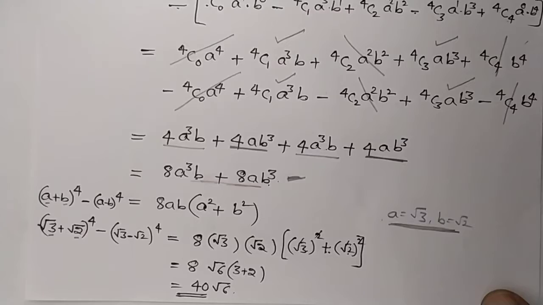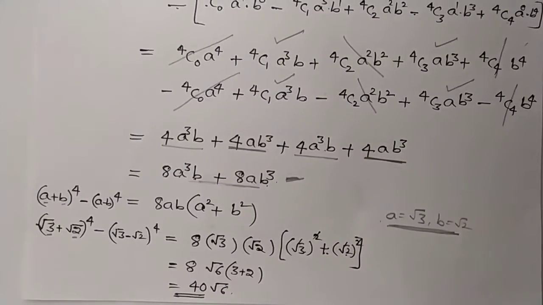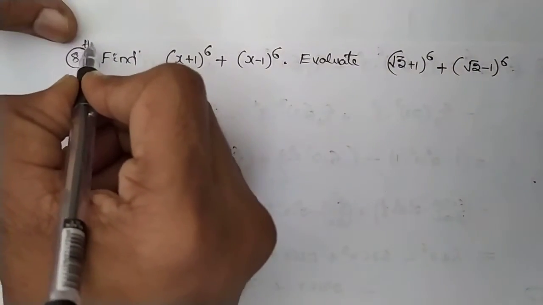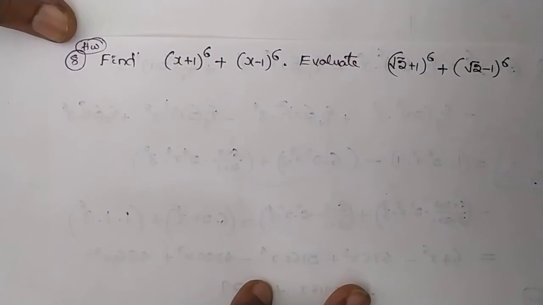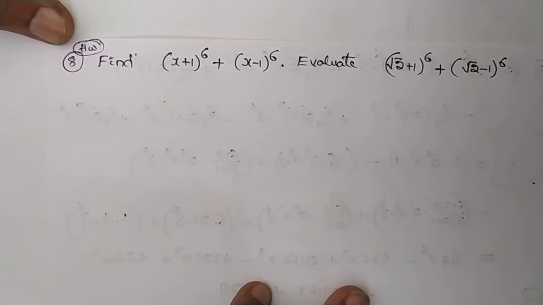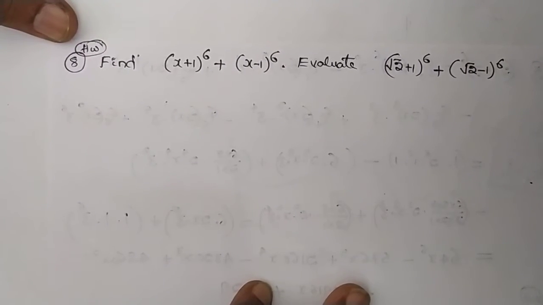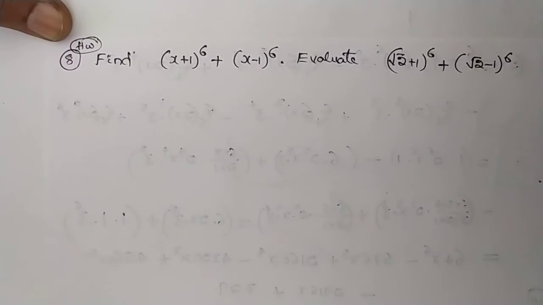Okay, finish. Now we will have one more question. That question will be homework for you. Find (x plus 1) whole power 6 plus (x minus 1) whole power 6. Then evaluate (root 2 plus 1) whole power 6 plus (root 2 minus 1) whole power 6. It is the question homework for you.